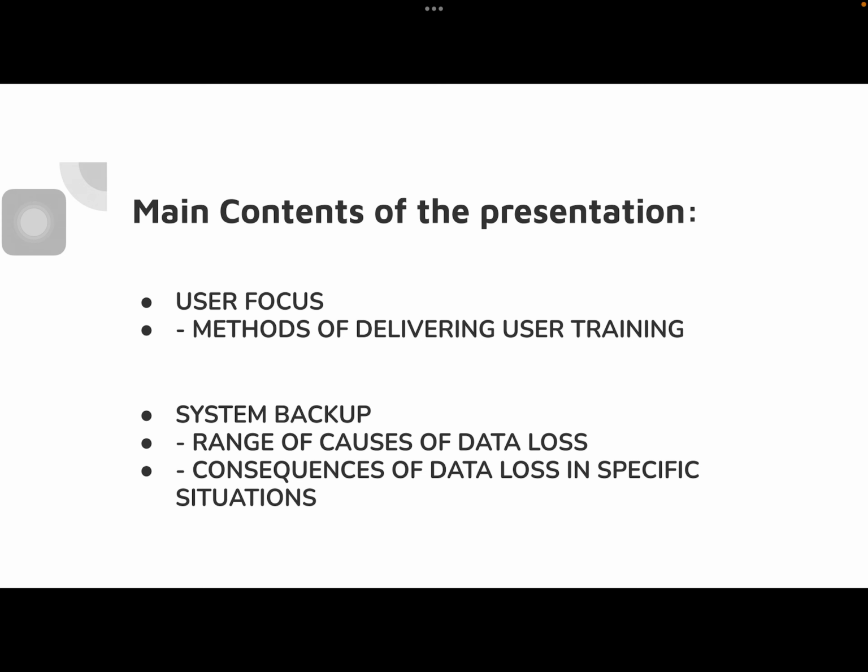Main contents of the presentation. During this presentation we will discuss two main contents, which are user focus and system backup. Within each one we will talk about the methods of delivering user training within user focus, and within system backup we will talk about the range of causes of data loss and the consequences of data loss in a very concrete and specific situation.